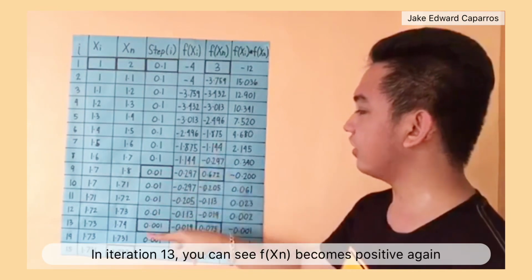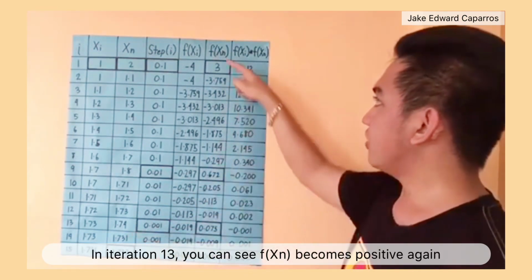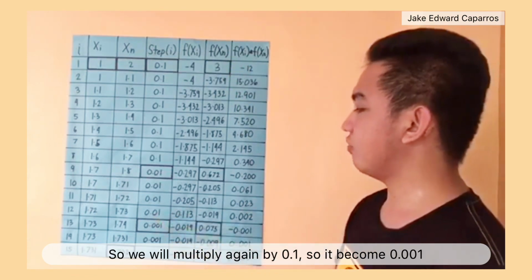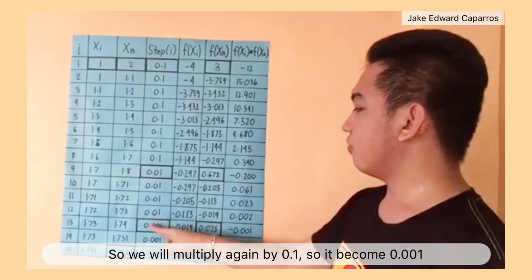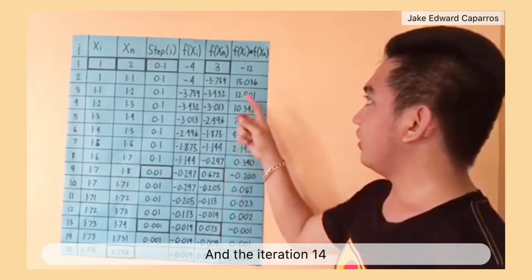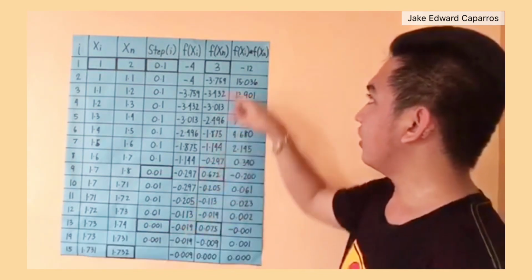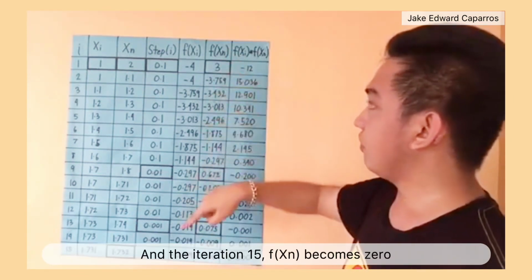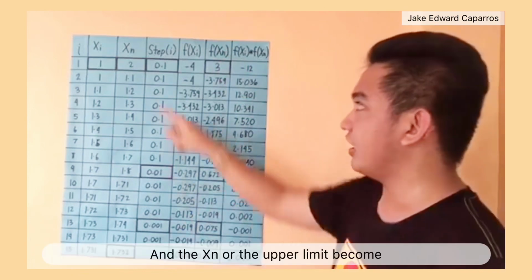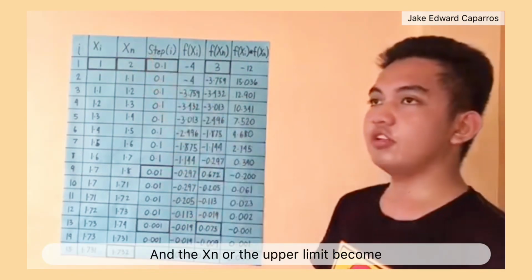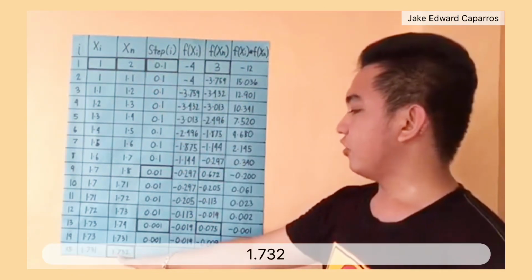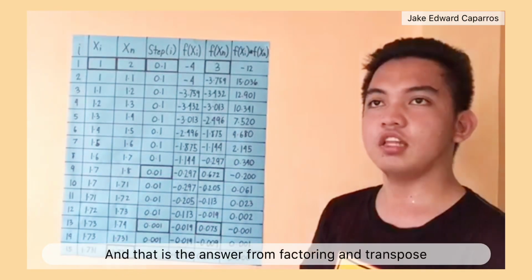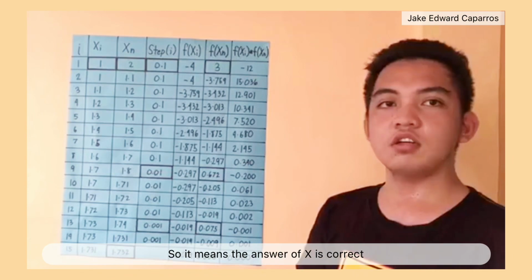And in iteration 13, you can see f of xn becomes positive again. So we will multiply again by 0.1, so it becomes 0.001. And in iteration 14, the f of xn is negative again. And in iteration 15, the f of xn becomes 0. And the xn, the upper limit, becomes 1.732. And that is the same answer as factoring and transposing. So it means the answer of x is correct.